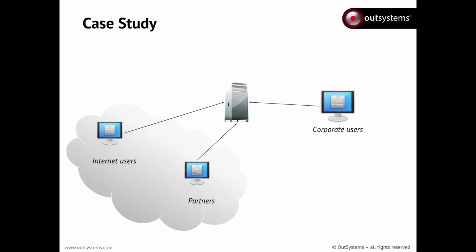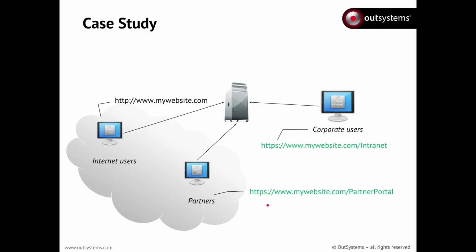Now this is the diagram for such a layout. Here we have the OutSystems environment where the customer's applications are running. Here his employees or corporate users are accessing the applications from the internal network. And both partners and internet users are accessing also some applications here. Now, internet users should be using the public website and partners should be using the partner portal. So this is the URL for the public website, which is the most common URL for the vast majority of websites. Then you have a specific partner portal application which partners can access, and the intranet application for your corporate users.